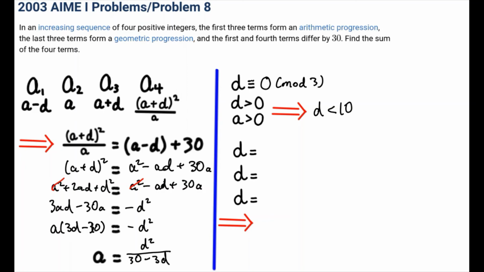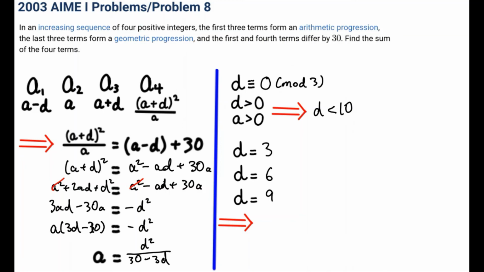What we did just now is called casework and bounding, where we found values of d in a certain range. This over here is bounding. Now we're going to do the casework part of it. Since d is greater than 0, d is smaller than 10, and d is equal to 0 mod 3, we only have 3 choices left. d is equal to either 3, 6, or 9. These are the only numbers that fit in these circumstances.